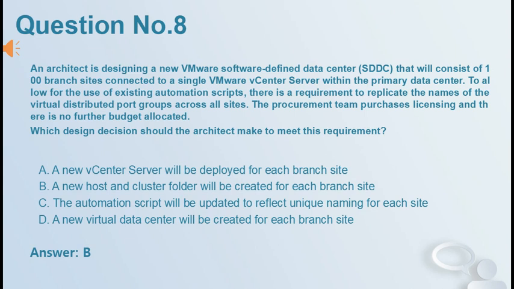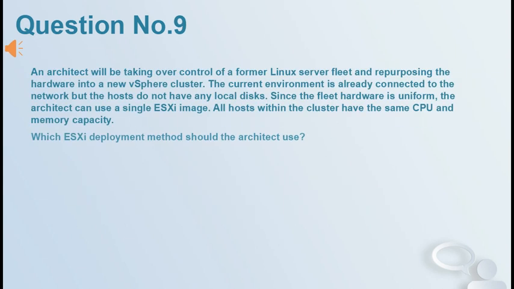A. A new vCenter Server will be deployed for each branch site. B. A new host and cluster folder will be created for each branch site. C. The automation script will be updated to reflect unique naming for each site. D. A new virtual data center will be created for each branch site. Answer. B.